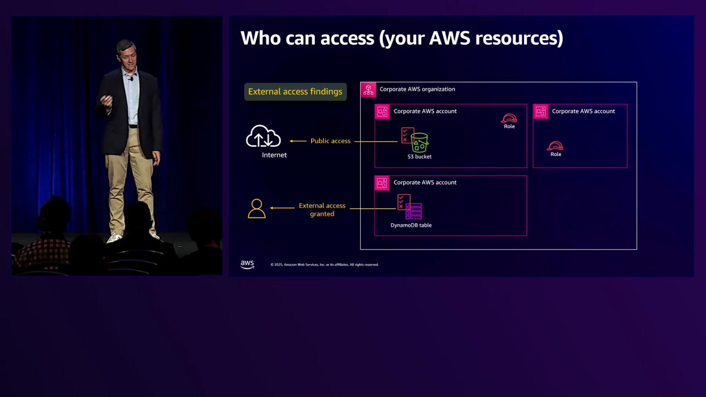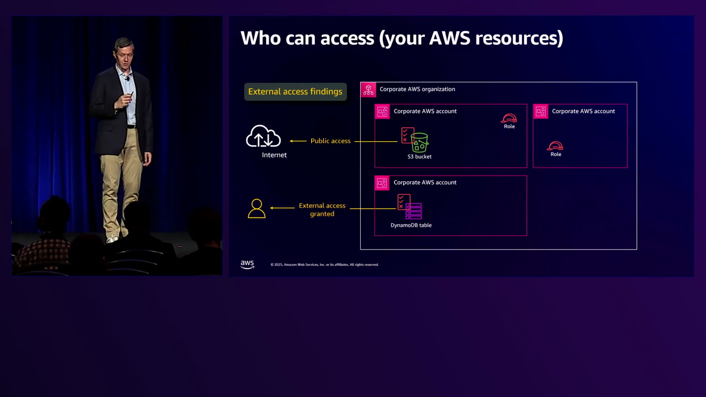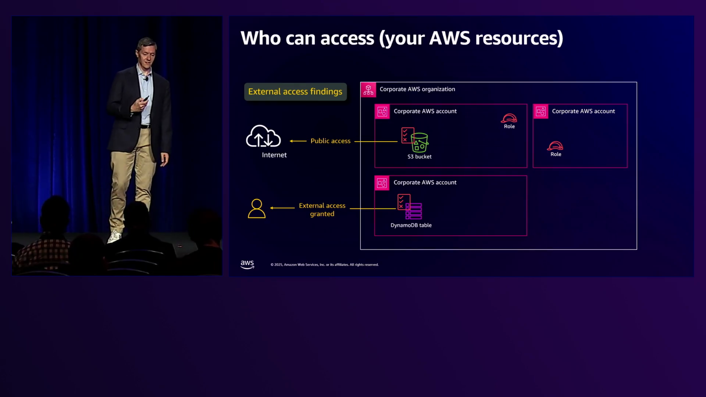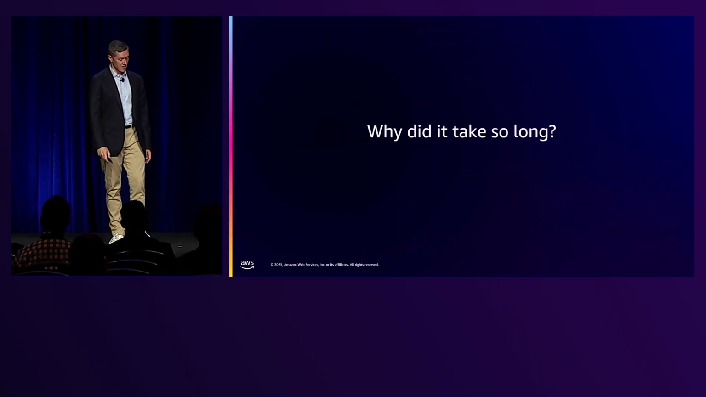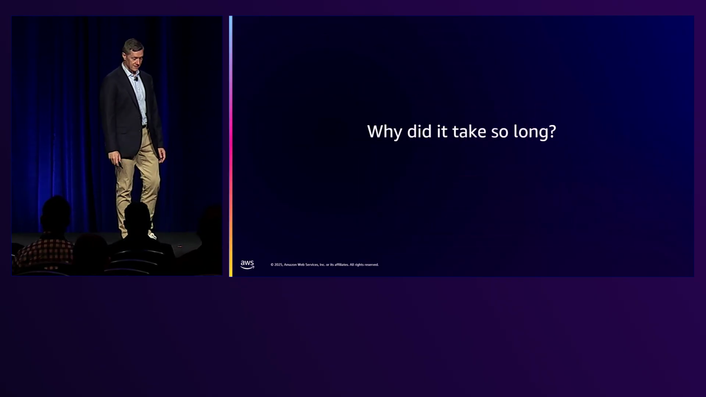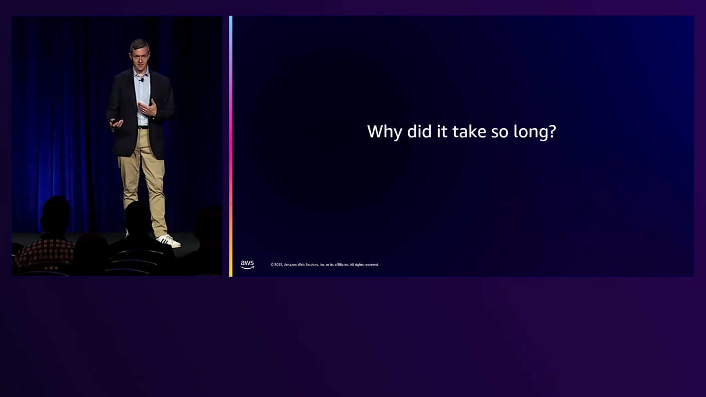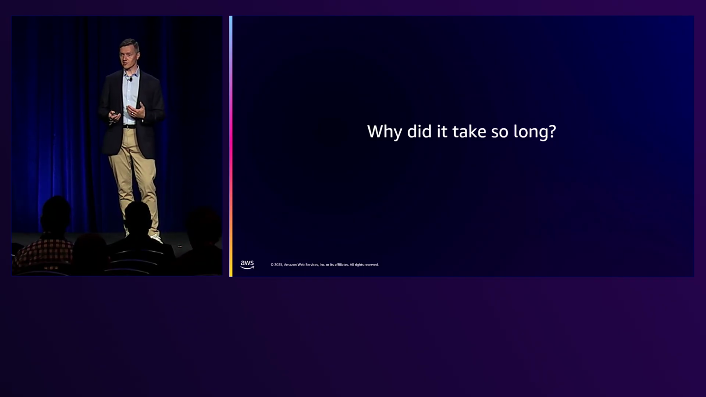All right, so back to the mission, answering who can access your AWS resources and external access. Well, now we have, with internal access findings, we can get a complete picture. This might be a question that you have because, like I said, external findings was something that we launched several years ago as the original feature. And you might think, well, great. Wouldn't you have wanted to complete the story of who can access the things in my environment right away? Absolutely.